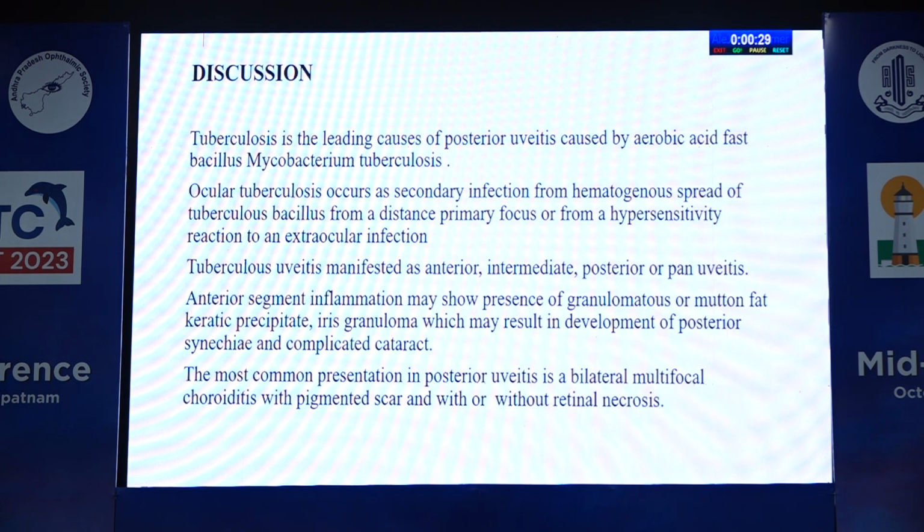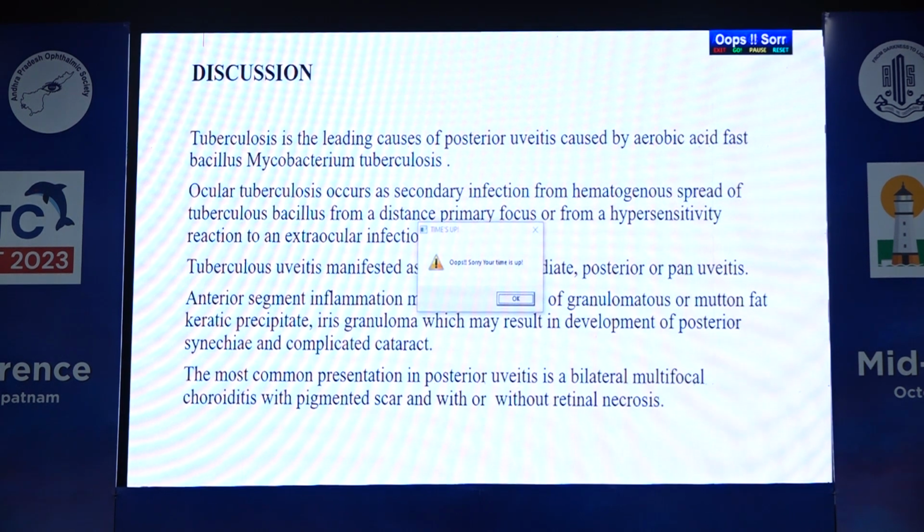Discussion: tuberculosis is a leading cause of posterior uveitis, caused by the aerobic acid-fast bacillus Mycobacterium tuberculosis. Ocular tuberculosis occurs secondary to hematogenous spread of tuberculous bacillus from a distant primary focus, or from a hypersensitivity reaction to an extraocular infection. Tuberculous uveitis manifests as anterior, intermediate, posterior or panuveitis. Anterior segment inflammation may show granulomatous or mutton fat KPs, iris granuloma, which may result in development of posterior synechiae and complicated cataract.